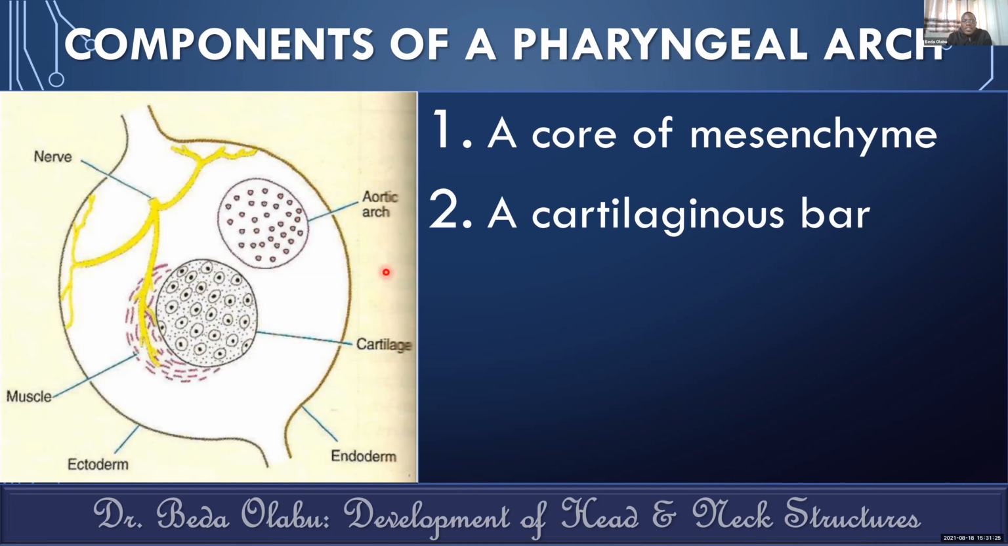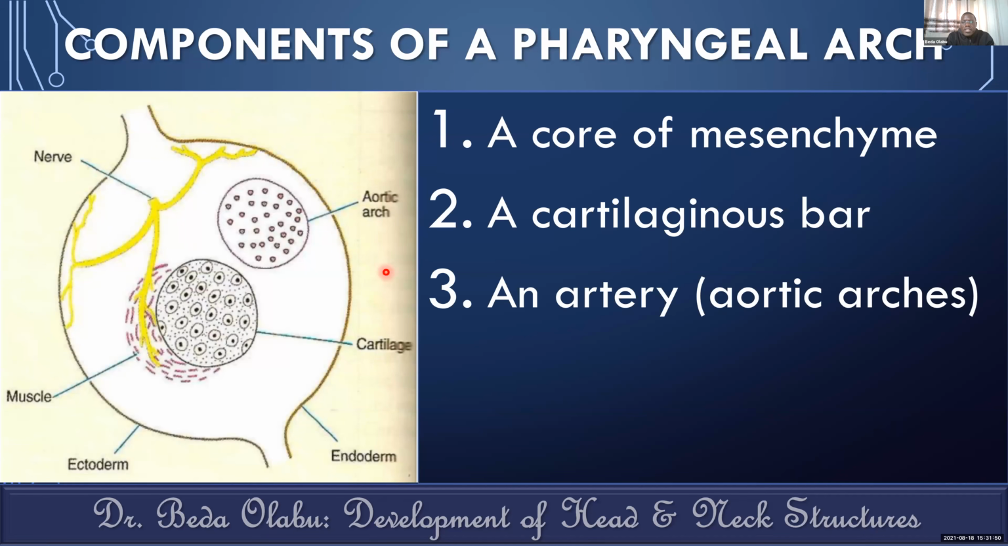Within the core of mesenchyme, there's a time that a cartilage bar develops. And so a pharyngeal arch consists of a cartilaginous bar within it. We would expect cartilage to develop within that core of mesenchyme. Primarily, the cartilaginous bar offers structural support to the components of the pharyngeal arch. That's the primary role, to provide structural support.